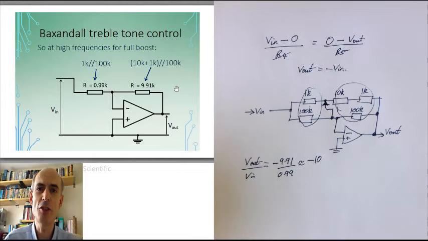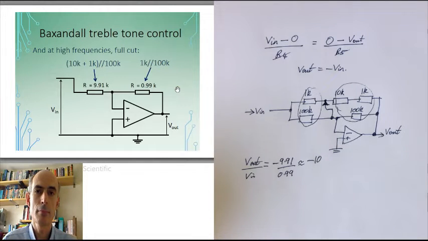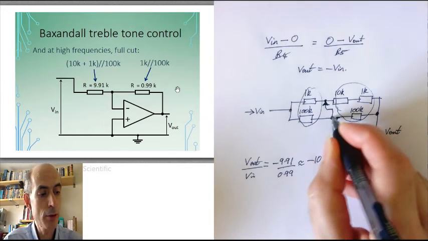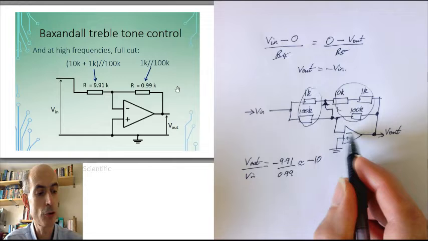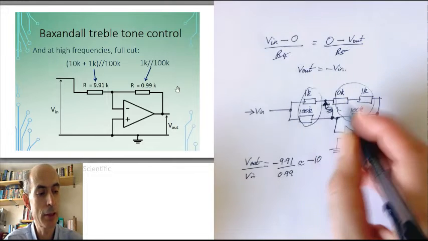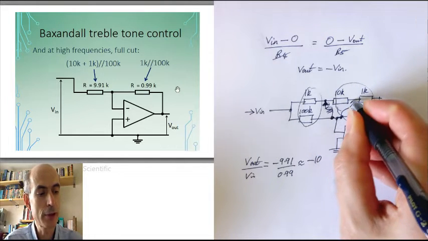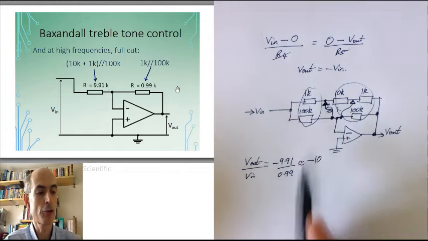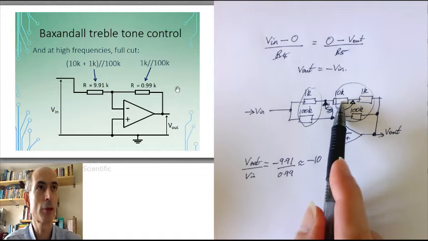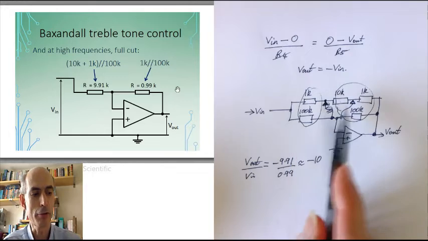So it's about a 20 dB gain. If we do a similar thing at the full cut, then the inverting input of the op-amp is effectively connected to this point in the circuit here, as all of the 10k resistance in the potentiometer is now on the other side of the wiper.